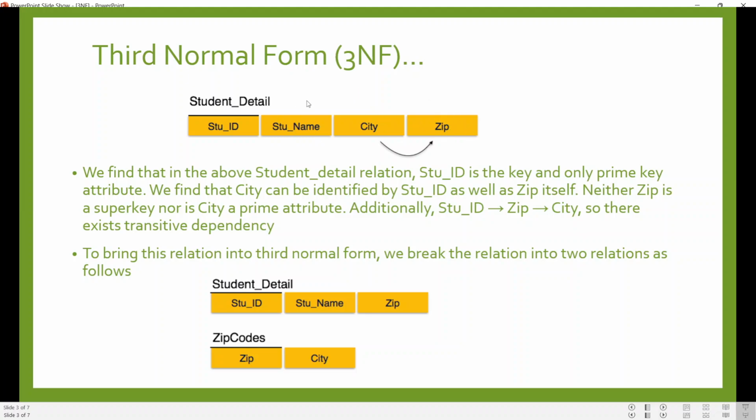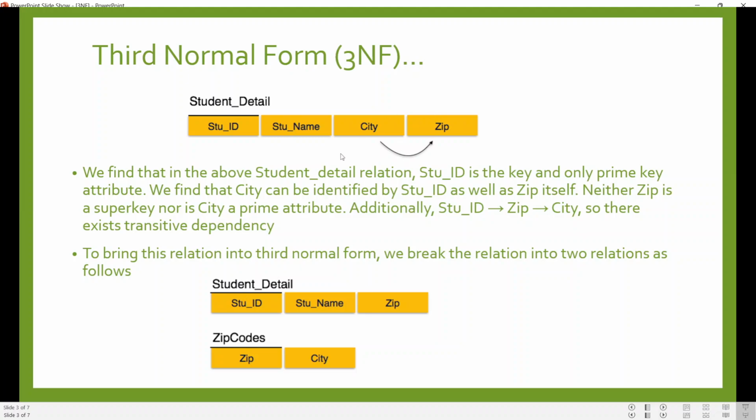If you want to make this relation into third normal form, then what we can do is decompose this relation into two relations. One relation is student ID, student name and zip. Another relation is zip code, with zip and city. Basically, in the original one, student ID is the key attribute, and you can find student name from student ID, and even city from student ID. Also, by knowing zip you can find city. That means it is depending on this non-primary attribute here. That is why there is a transitive dependency.